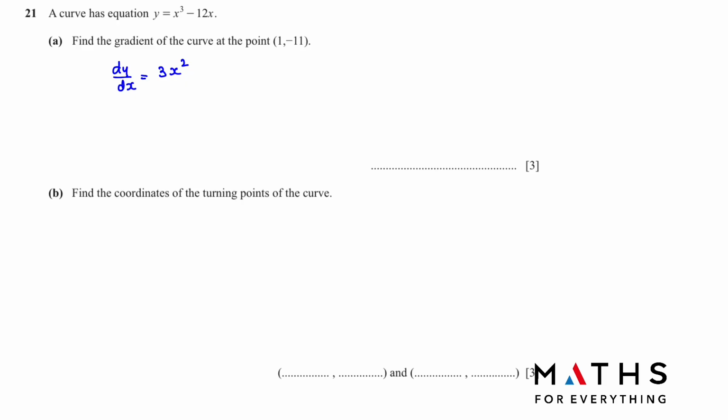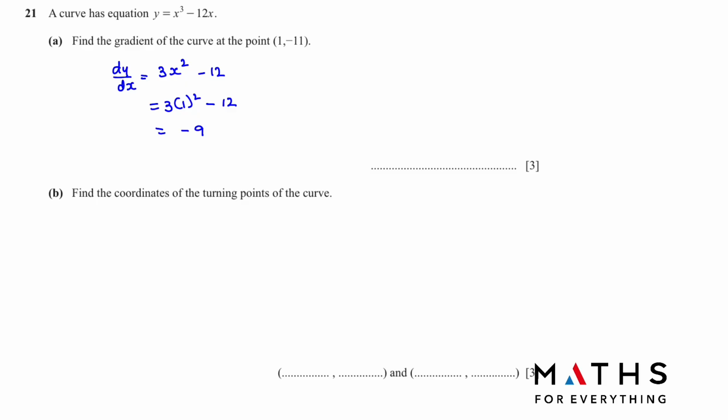So whenever you differentiate x, the answer is the number before x. Now to find the gradient, substitute the x with 1. This will give us negative 9. That is the gradient. To find the coordinates of the turning points of the curve.